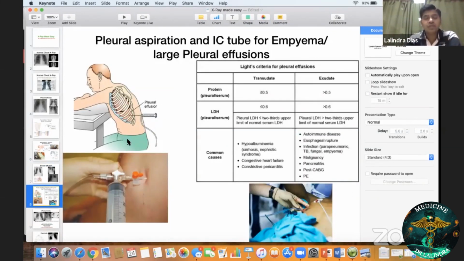So this is how you aspirate the pleural effusion, and you go for the needle aspiration of the fluid. And this is how you differentiate transudate versus exudate, and the causes of transudate and the causes of exudate I have given you.